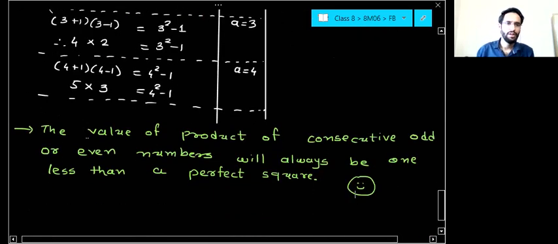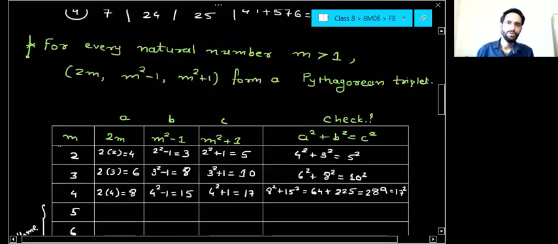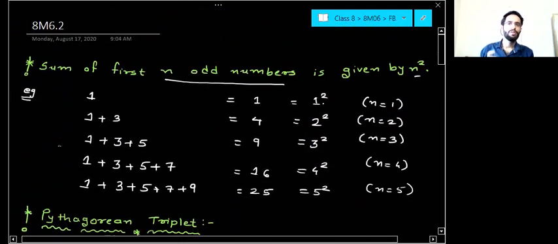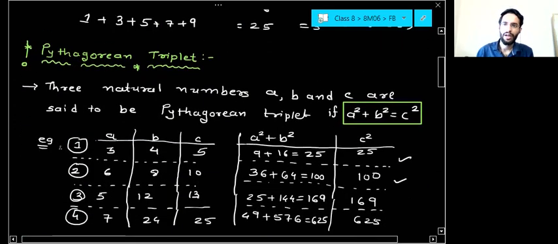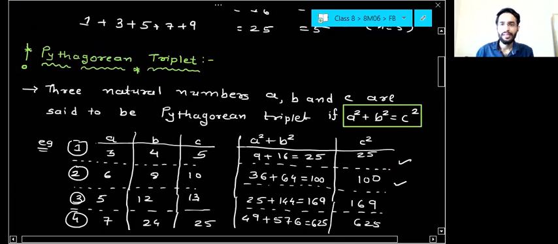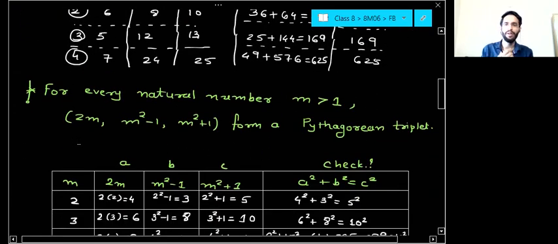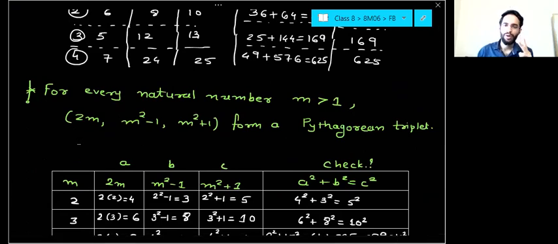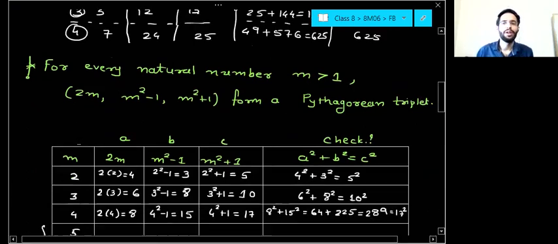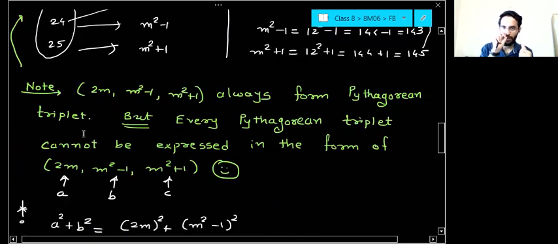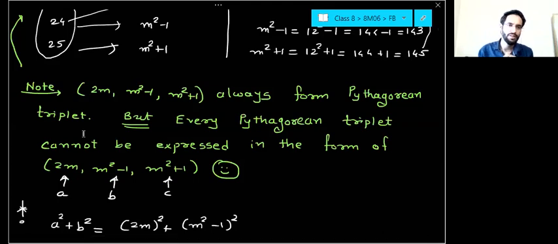Okay, in 6.2 we have learned so many statements. Our first statement was that the sum of first n odd natural numbers will give us n square. If three numbers a, b, c satisfy a square plus b square equal to c square, it will give you a Pythagorean triplet. And for every natural number m greater than 1, 2m, m square minus 1, m square plus 1 form a Pythagorean triplet. Note that it always forms a Pythagorean triplet, but every Pythagorean triplet cannot be expressed in this form.